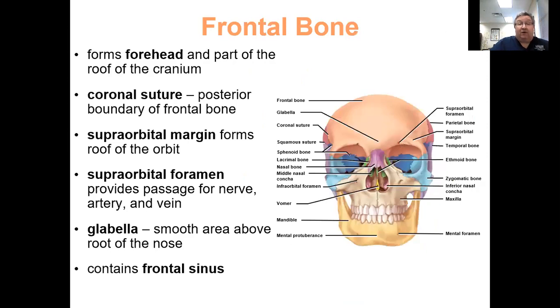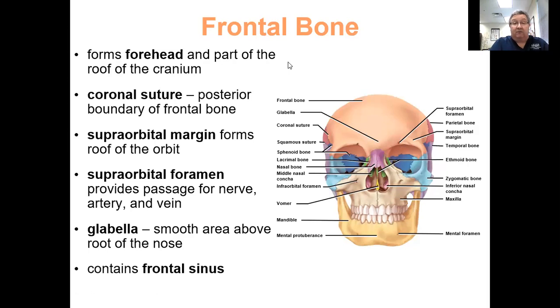Yesterday, we spoke about the frontal bone. This will be one of the bones that you will need to know. The only thing that's important to know is the location of the frontal bone. The frontal bone forms the forehead and is part of the roof of the cranium. And it's the bone that is right above the eyes.